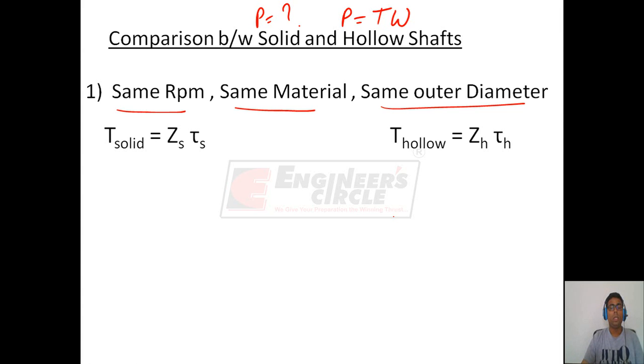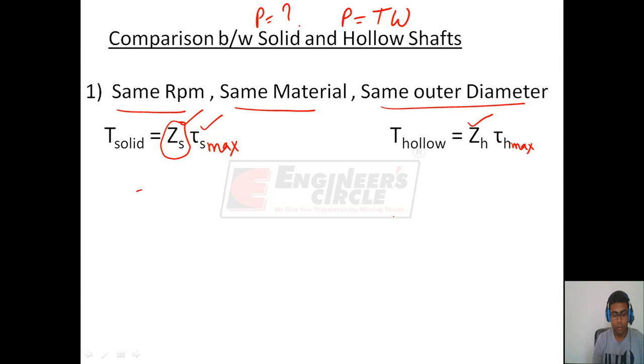The torque resisted by the solid shaft will be given as the polar section modulus of the solid shaft into tau solid maximum. We have already seen that the internal torque resisted by any cross section is given as its polar section modulus into the maximum shear stress on that cross section. Similarly, the torque resisted by the hollow shaft will be the polar section modulus of that hollow cross section into the maximum shear stress that is coming on that hollow cross section.